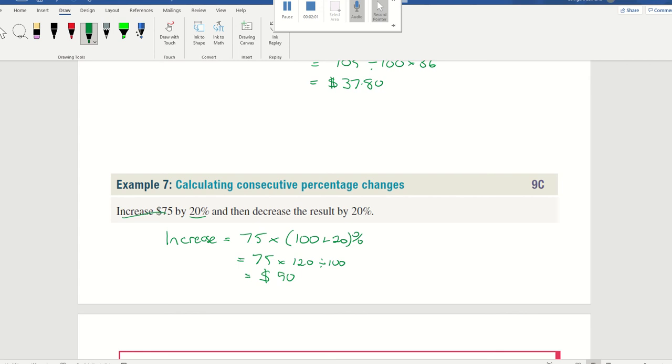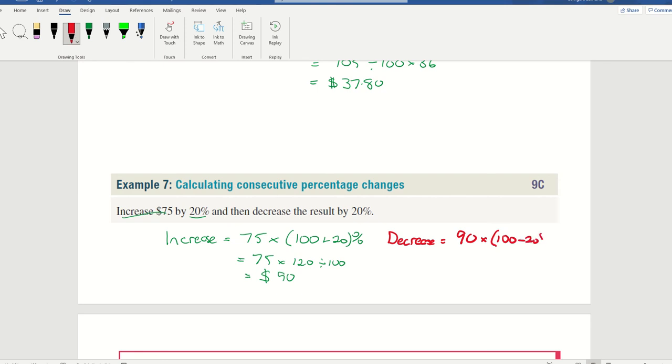Now what we're going to do is we're going to decrease it. So if we decrease, we're going to start off with $90. So we've got 90 times 100 minus 20% equals 90 by 80 divided by 100, and that is going to give us $72.